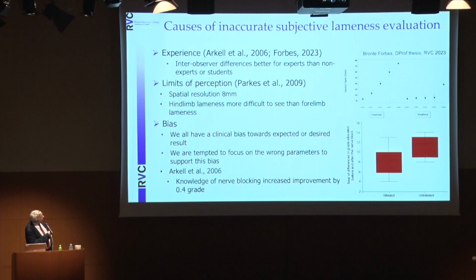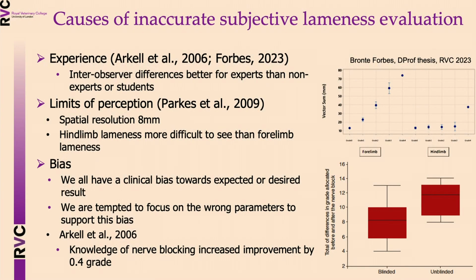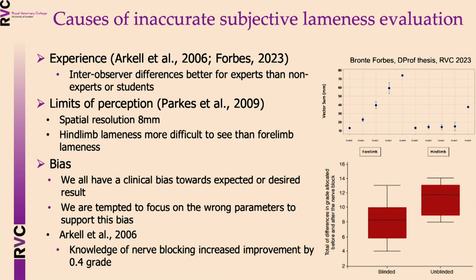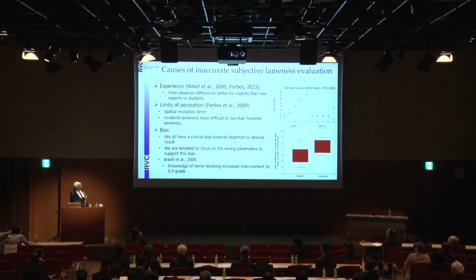Secondly, there are limits of perception. We know that for the eye, there is a spatial resolution for an asymmetry that needs to be at least 8 millimeters. And this probably explains why the head is easier to see, because it has a lever arm that exaggerates the movement.